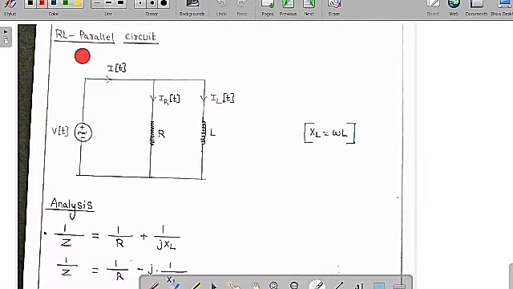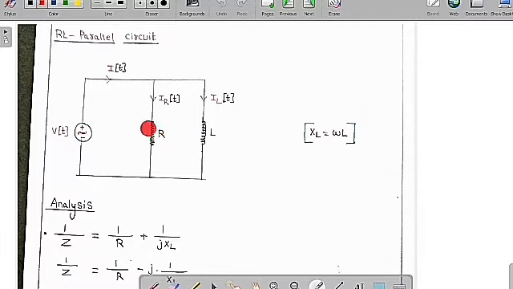So now we will discuss the RL parallel circuit. There is a resistor and an inductor. If both are in parallel, then we are going to study what phenomena apply when we apply the supply voltage V of t across R and L.